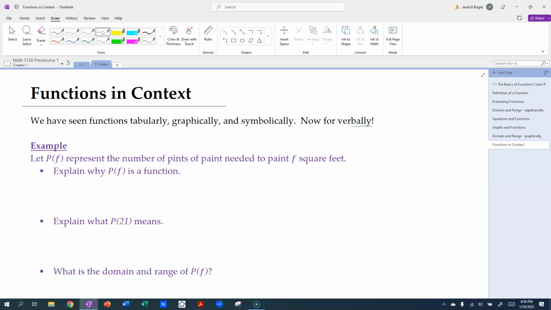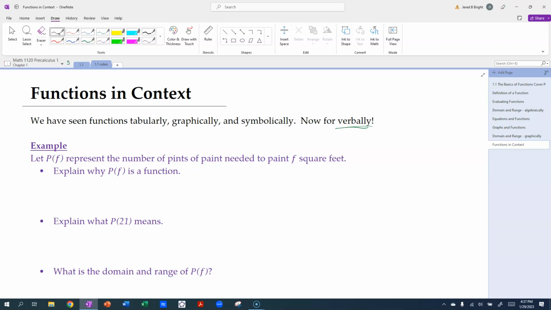Since it is a real world context, they are going to be described with words. So we are saying word problems without saying word problems. Here we go. First example: we have the notation P of F, and this represents the number of pints of paint needed to paint F square feet. So P is number of pints, F is number of square feet.